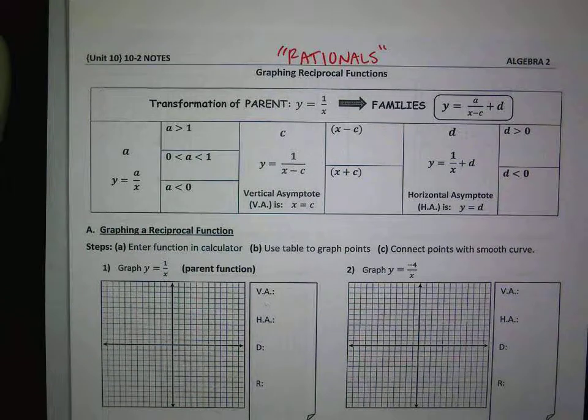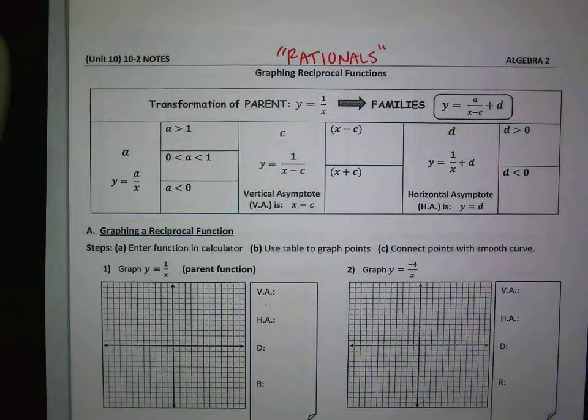I know. Oh, you did 10. What? The unit. I don't know. We'll see when we get there.